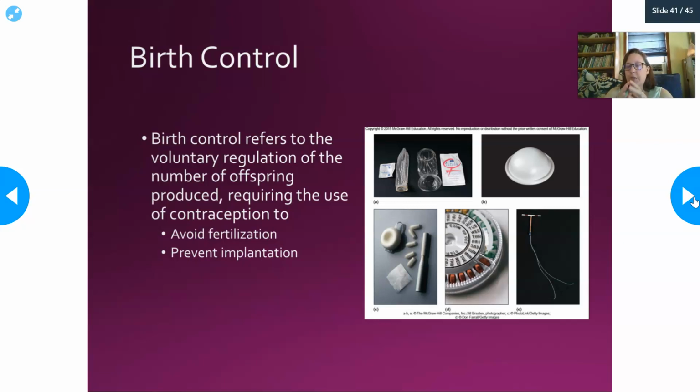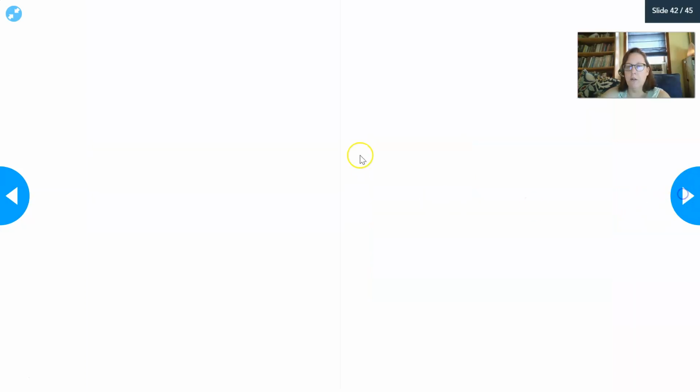Prevent implantation means that fertilization has happened. The fertilized egg is tumbling down the uterine tube, and we're just going to block its implantation into the uterine lining. Your barrier methods tend to avoid fertilization. Some of the hormonal methods can also avoid fertilization, but they're more on the prevent implantation side, trying to prevent release of eggs and stuff like that. And then you have implantable devices. We're going to look at the whole list here.